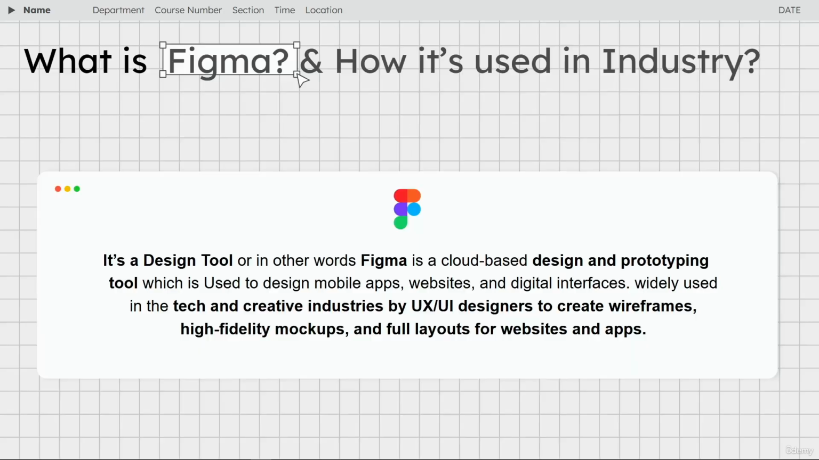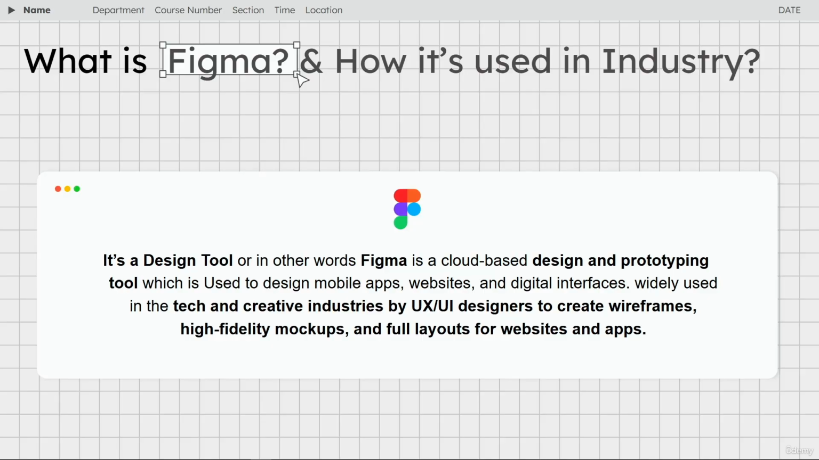So let's dive in. So first, what is Figma and how is it used in the industry? Basically, Figma is a designing tool, or in other words, Figma is a cloud-based design and prototyping tool which is used to design mobile apps, websites, and digital interfaces. It is widely used in the tech and creative industries by UI UX designers to create wireframes, high fidelity mockups, and full layouts for websites and apps. So basically, Figma is a tool that we will use to design different types of web applications.